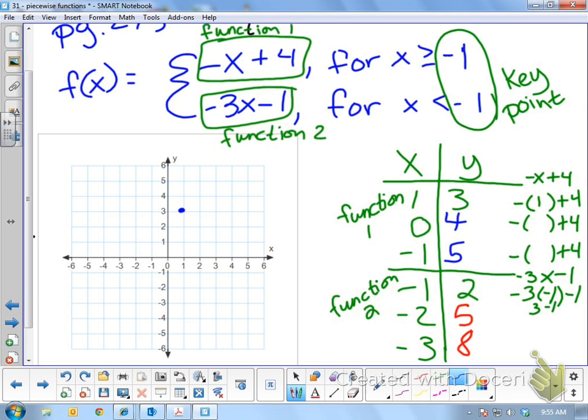So, guys, we plot our second point, 0, 4. And we plot our last point, negative 1, 5. Now the question is, do I start with this right dot and go up and to the left? Or do I start with the left dot and go down and to the right? Because we're only using a piece.